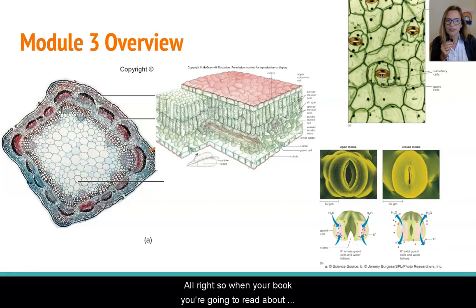All right, so in your book, you're going to read about stem, leaf, and leaf tissue. So that's where you'll see some review. We'll look again at a cross-section of a leaf and just some review on the structures there. This cross-section of a stem and review on some of the structures there. And then we'll look a little more closely at leaves as well and some of those structures.